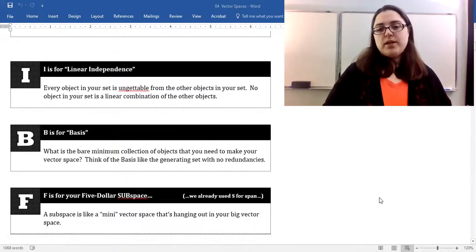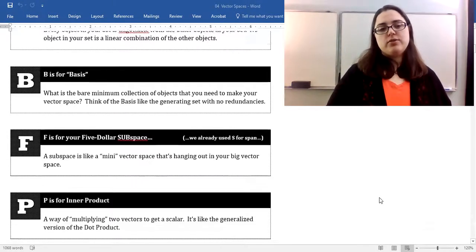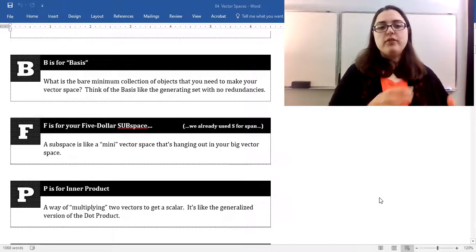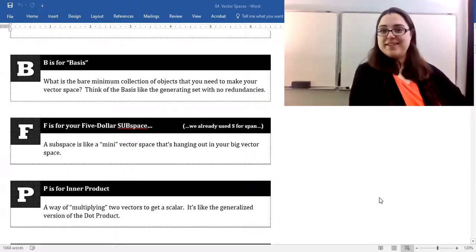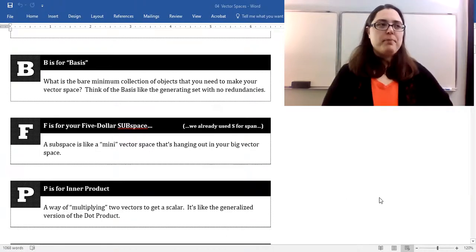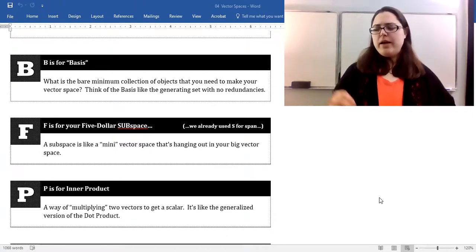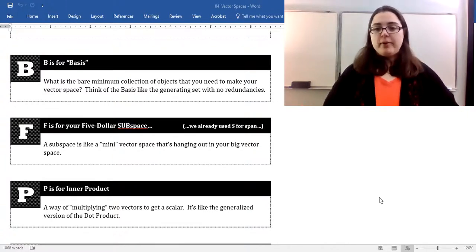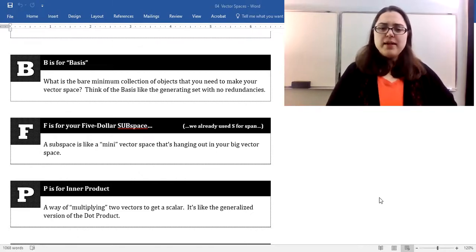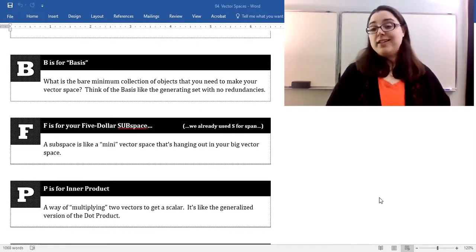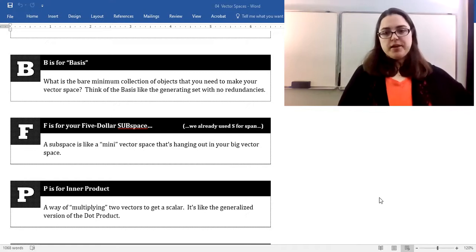This is important because linear independence is going to be important for our B is for basis. The basis of a set is what I think of as the bare minimum generating set that I need for my vector space. That's going to be my basis. The basis is a collection of linearly independent vectors whose span is going to create the whole space.